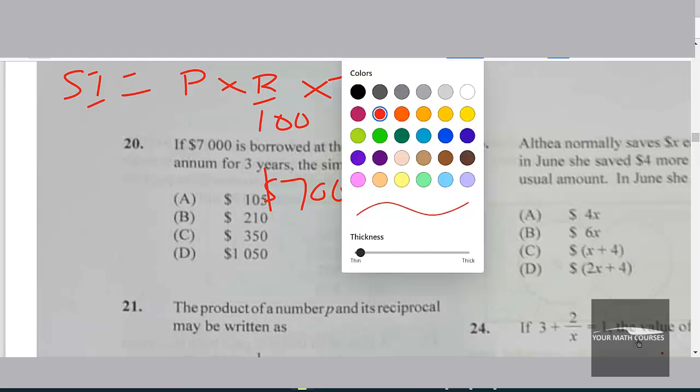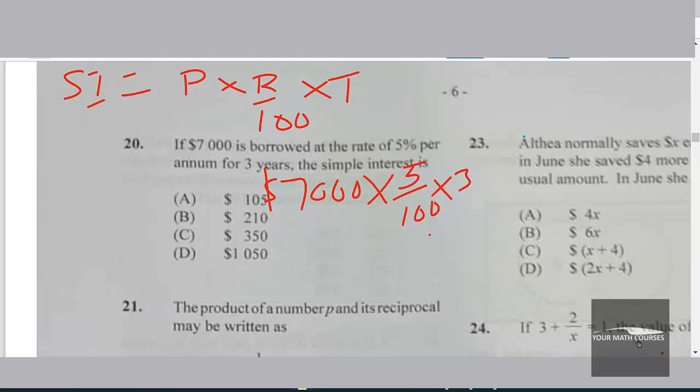So let's do some small cancellation here. So this will cancel this. Now we are left with 5 times 70. So let's do 3 times 70 first. So 3 times 70 will give us 210. Now 5 times 210 is 1050. So that will be option D.